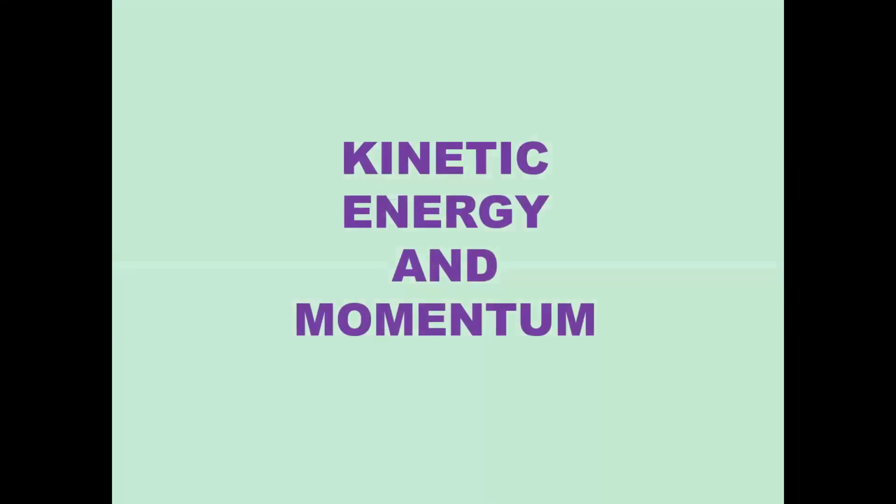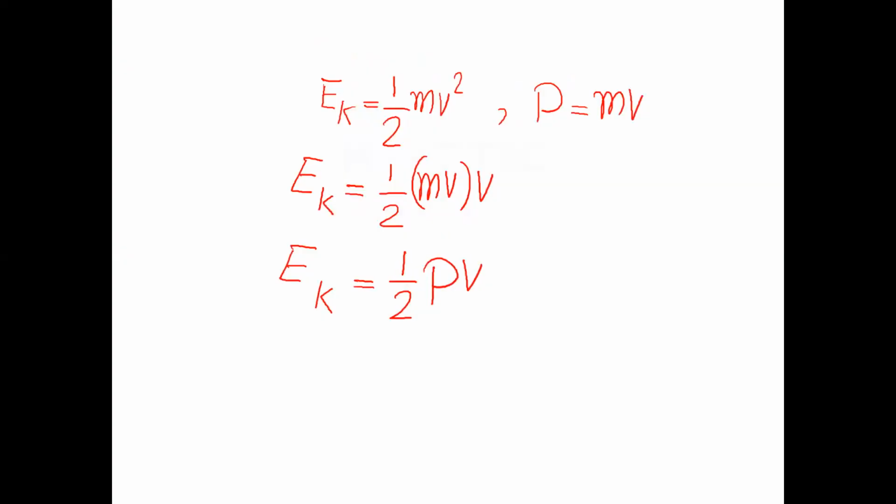Now, kinetic energy and momentum, a derivation actually. Half mv squared, momentum is mass times velocity, so mv times v. And then you see mv is momentum. So kinetic energy is equal to half pv.